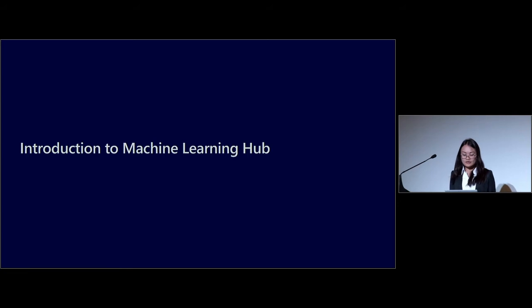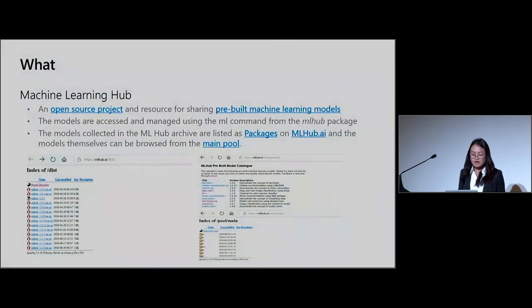Now let's get started for the first part. What is Machine Learning Hub? Machine Learning Hub is actually an open source project and a resource for sharing the pre-trained machine learning models. The models are accessed and managed using the ml command from the ML Hub Python package. The models collected in the mlhub.ai ML Hub archive are listed as packages on the mlhub.ai website.